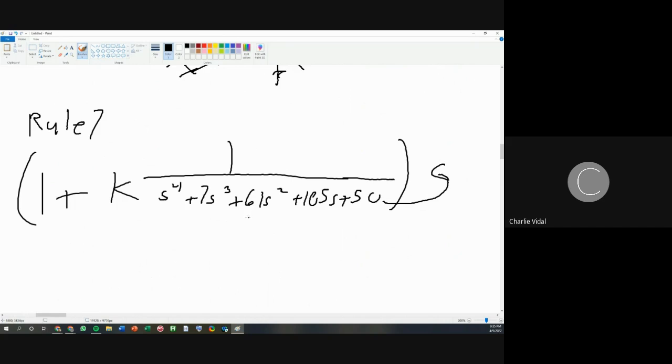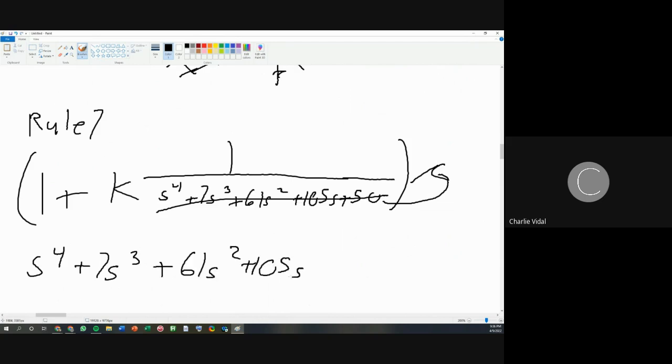And basically what happens, this would cancel out with the equation over here. And then that equation is multiplied by this 1. So it looks something like this. s to the fourth plus 7s cubed plus 61s squared plus 105s plus 50.